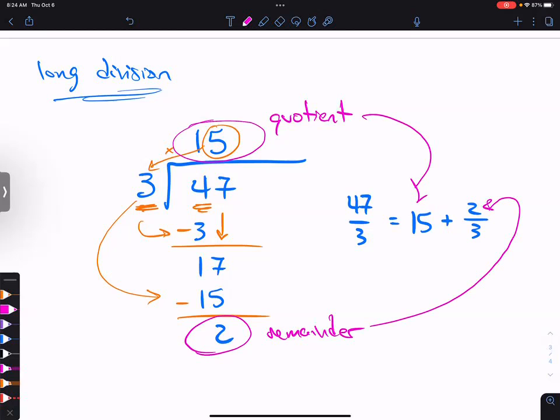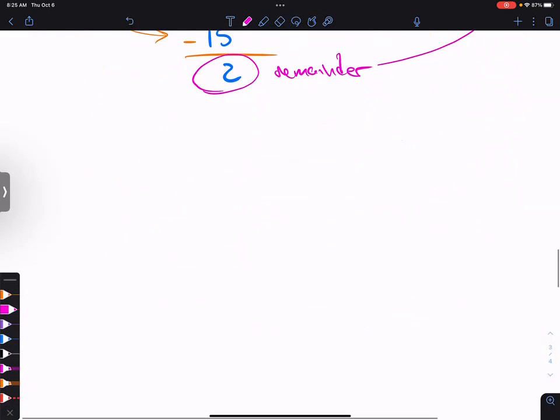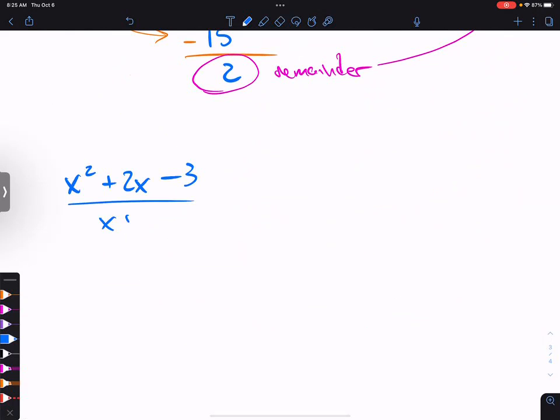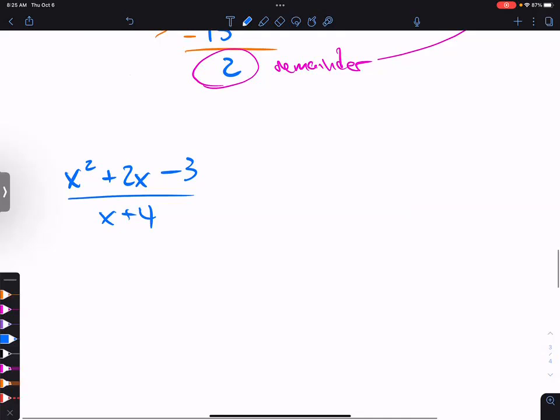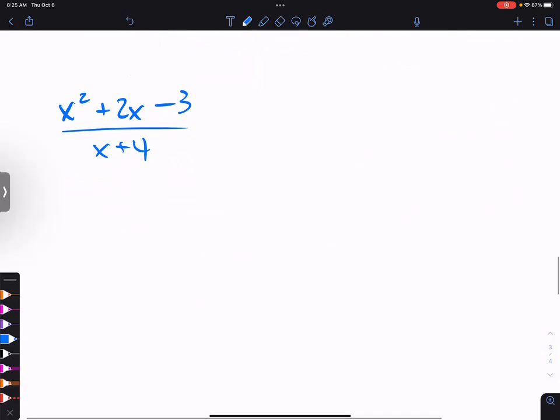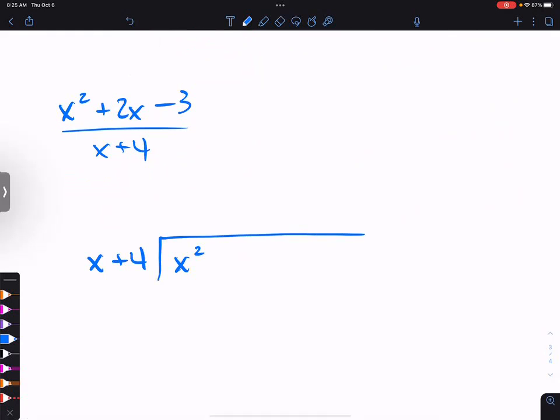The way division works for polynomials is pretty much the same idea. It's of course going to look and feel a little bit different, but hopefully after you do it a few times, you get a feel for it being basically the same thing. Let's take a look at number 1 down there at the bottom of the first page: x squared plus 2x minus 3 over x plus 4. So x plus 4 into x squared plus 2x minus 3.